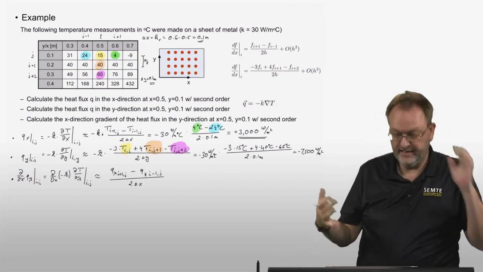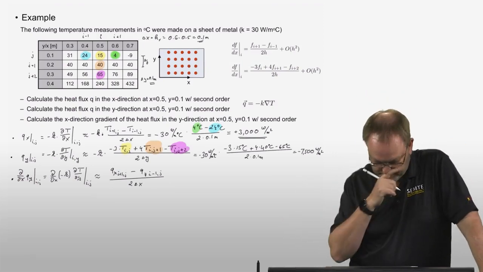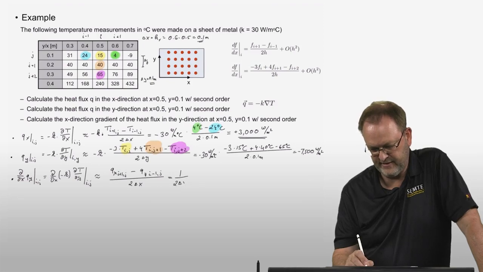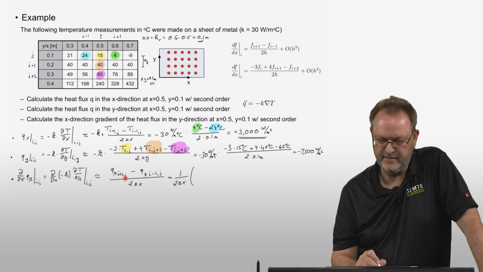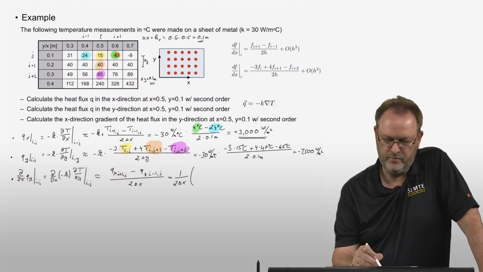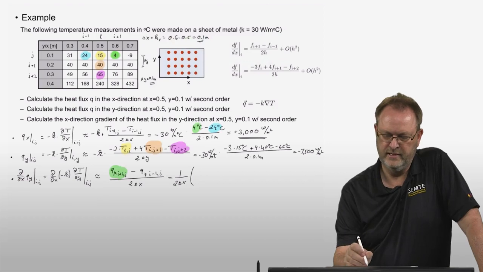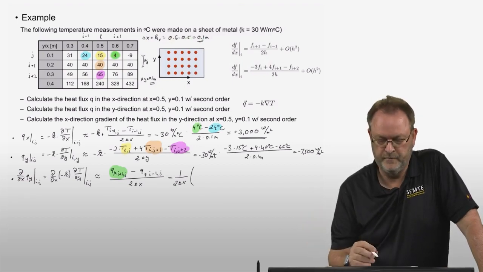Okay, so now I need to calculate what qy is. So let me write this. First of all, I have 1 divided by 2 delta x up front. And now I need to calculate qy at i plus 1 comma j, that's this green location. So I need to calculate this term here, which is a y direction derivative, right here at i plus 1 comma j, and I need to do this with second order.